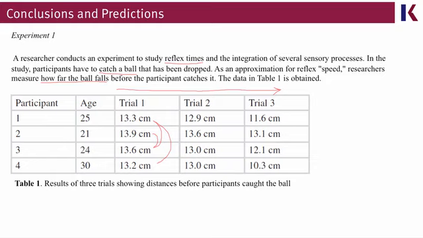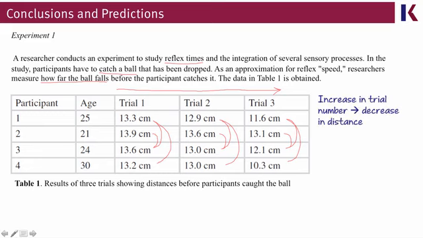Trial 3, it also holds pretty neatly from 13.1 to 12.1 to 11.6 to 10.3. Trial 2, it's not quite as clean, but the trend still generally holds from 13.6 to 13 to 12.9 and then the 30-year-old is slightly longer in that trial at 13 centimeters again. But certainly the trend more or less holds as we're looking through the table. There are two major relationships being shown. As trial number increases, there's a decrease in distance. And as age increases, there is also a decrease in distance.